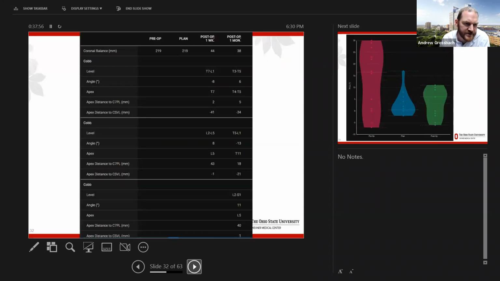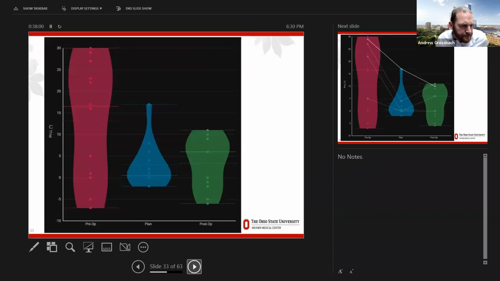These are the coronal parameters. So it also looks at Cobb angles and stuff, so you can see that.